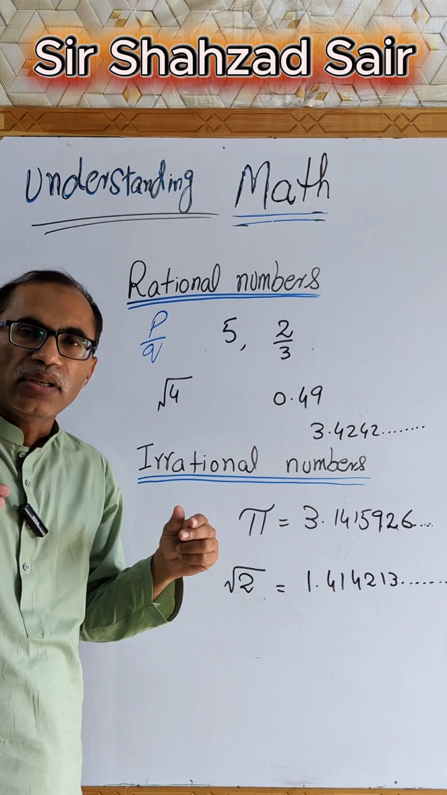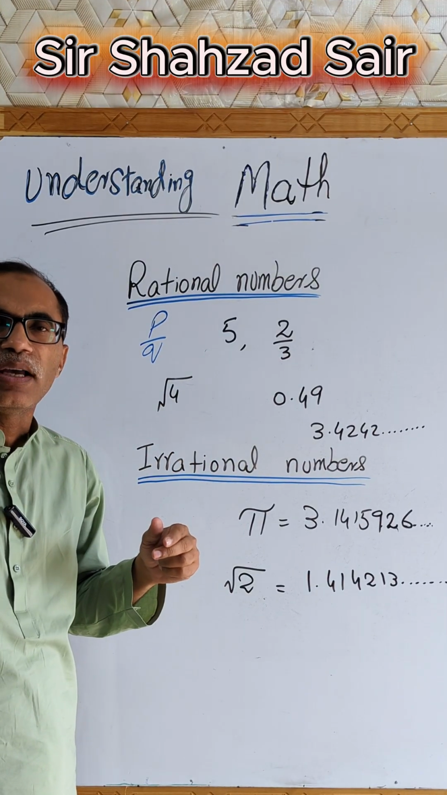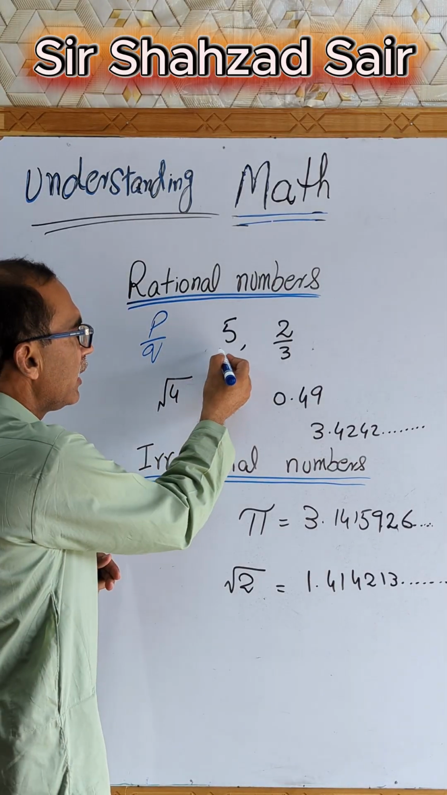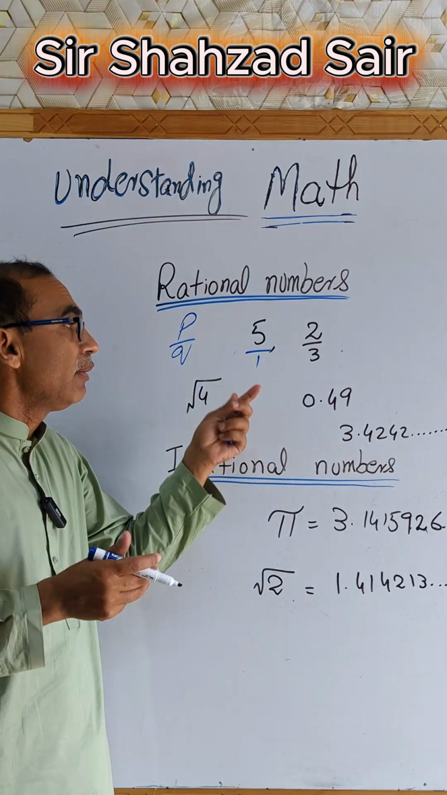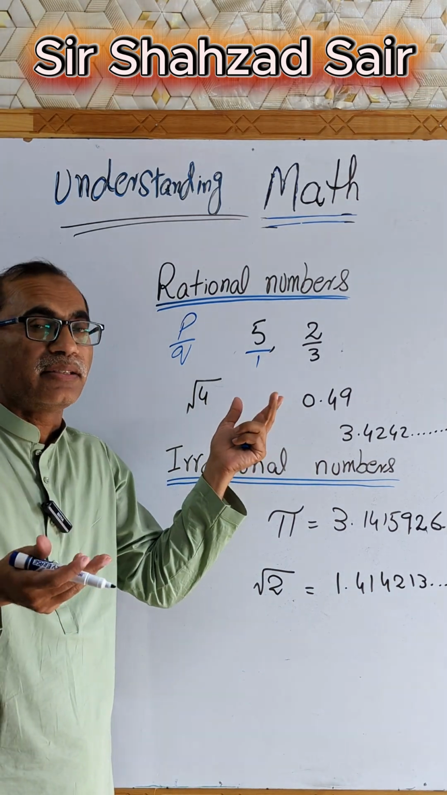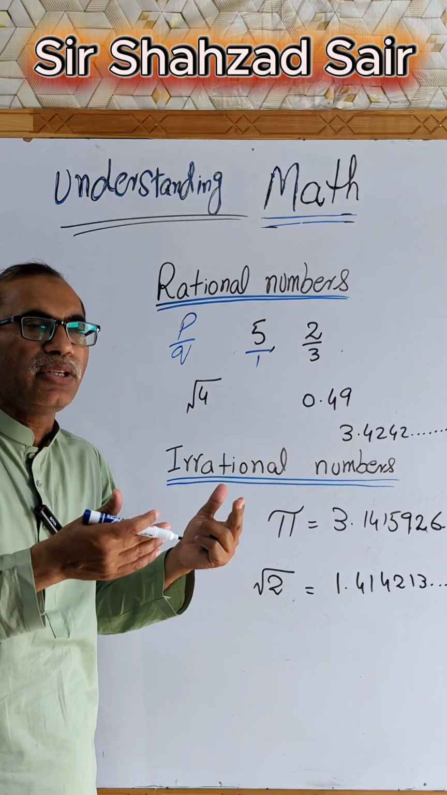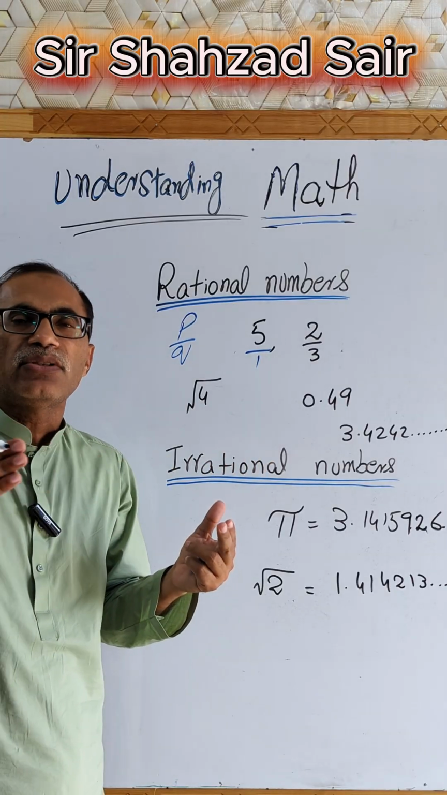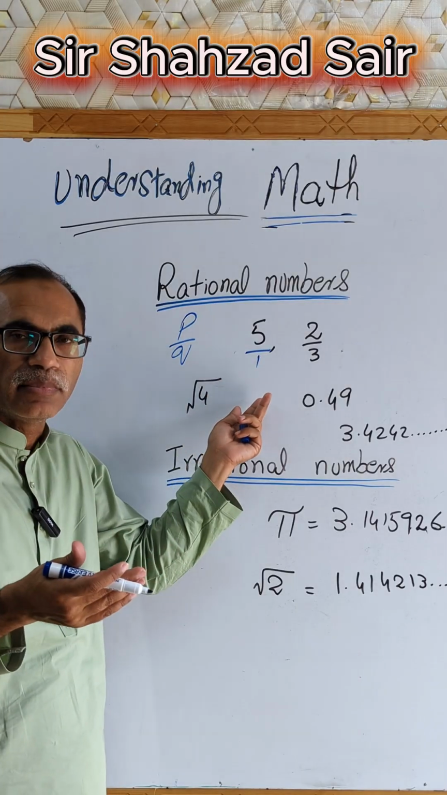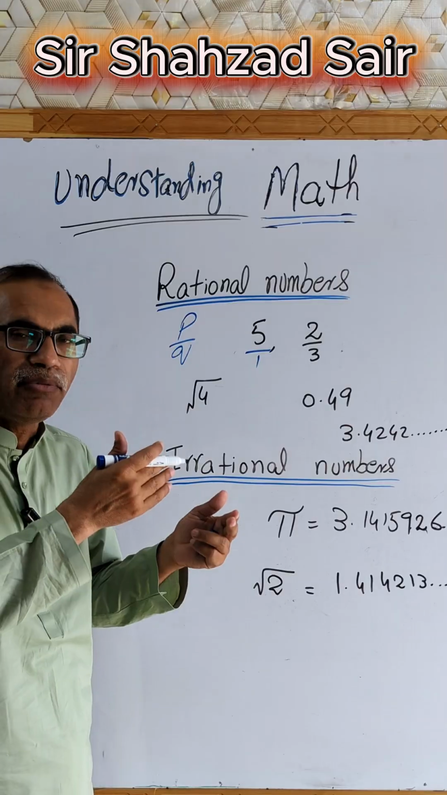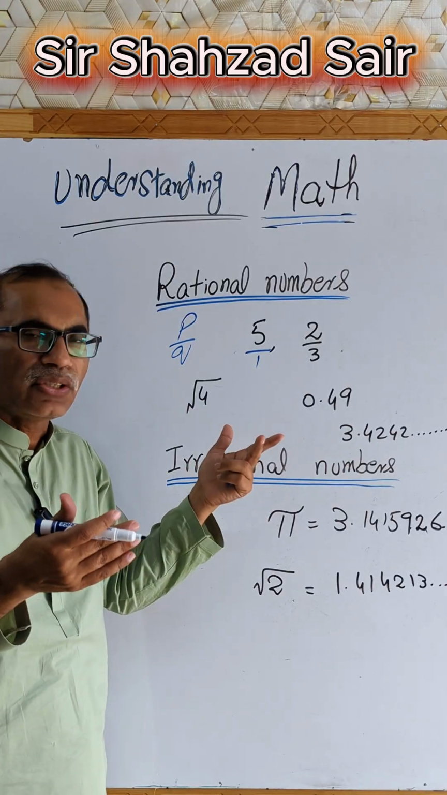All our natural numbers, 1, 2, 3, 4, 5, everything is a rational number because we can write 5 over 1. When we divide a number by 1, it doesn't change. It remains the same. 5 remains the same. So that means we can write every natural number in the form of a rational number: 5 over 1, 6 over 1, 7 over 1. So every natural number is a rational number.